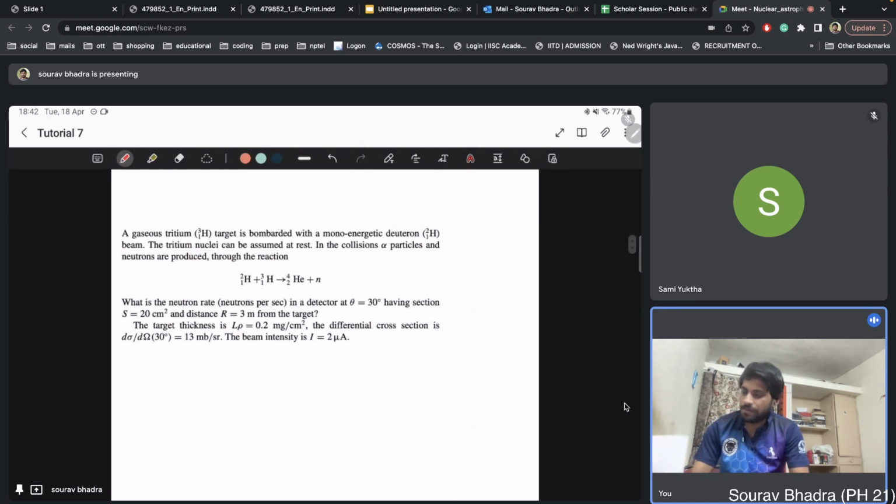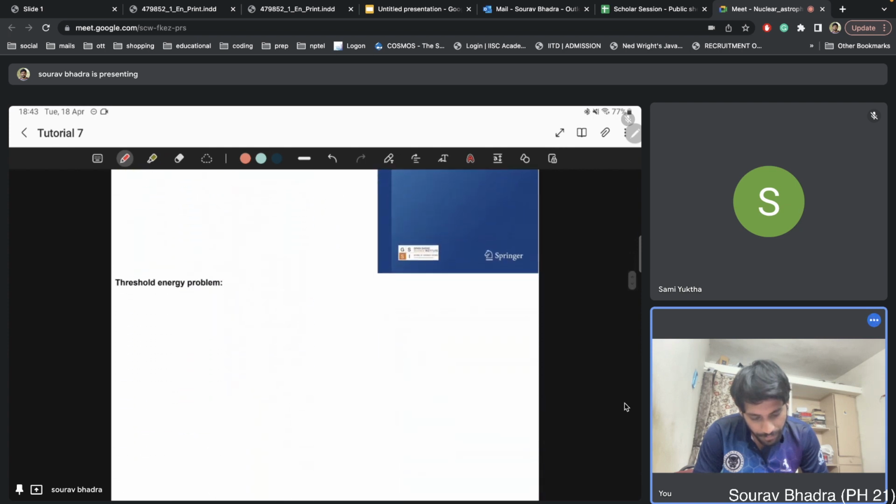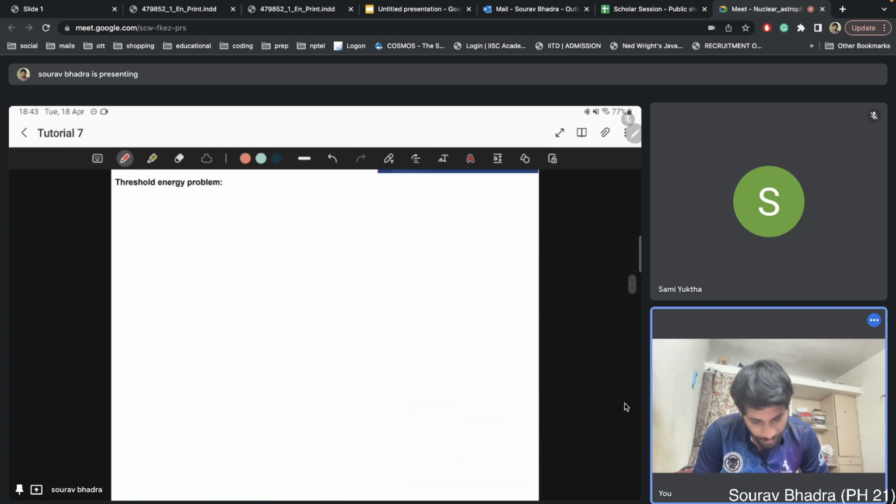So 3 problems I have already done from that book, which may help you in your exams also. Okay, so this is a question of neutron rate. I will come to this problem a little bit later, not right now. Now let us go to another problem, that is the threshold energy problem.